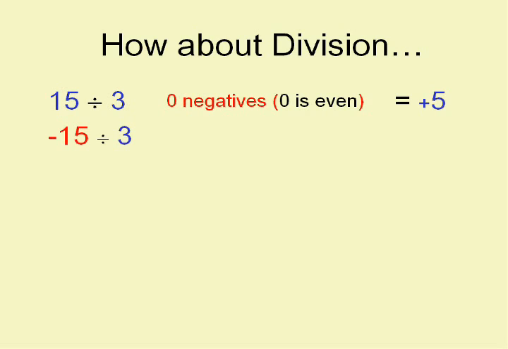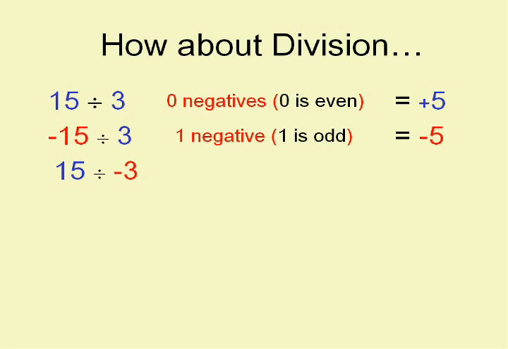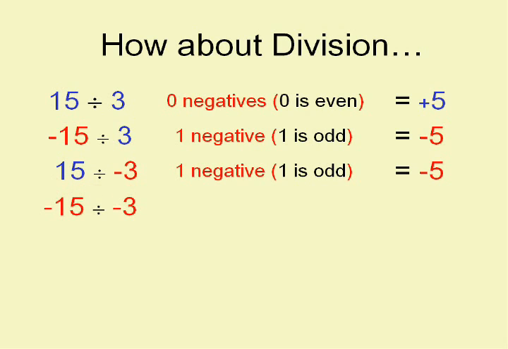Consequently, negative 15 divided by 3, we know 5's involved, but how many negatives are there here? There's only one. 1 is an odd number. So the answer is negative 5. Doesn't matter where the negative is. Same answer in this problem with the negative with the 3. There's only one negative and one is odd. So once again the answer is negative 5. Now if I have a negative with both of them, of course we have 2 negatives and 2 is even. So they undo each other. That answer ends up being a positive 5.